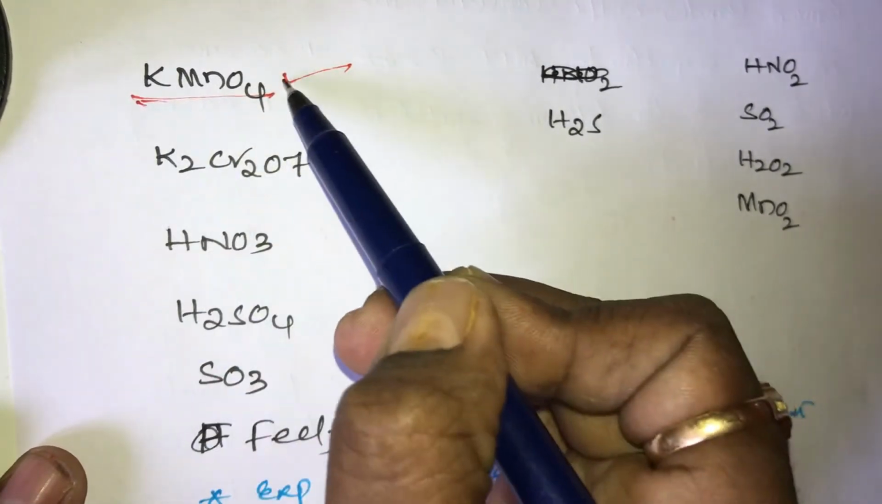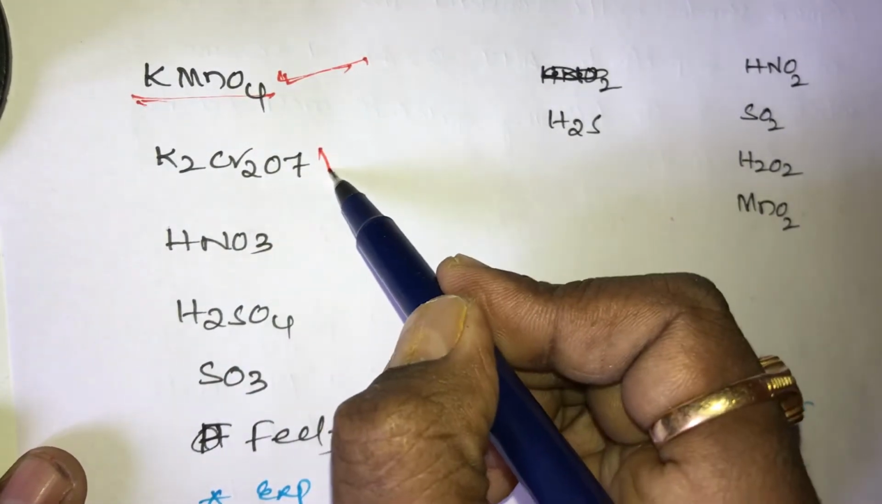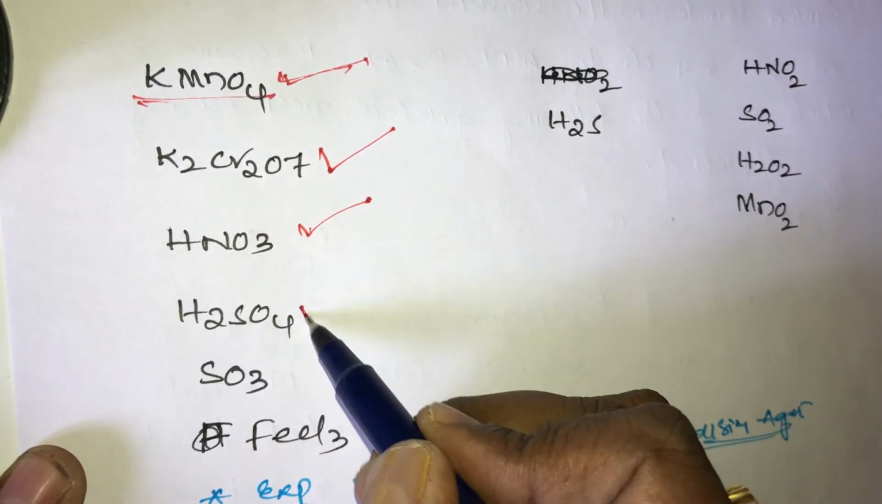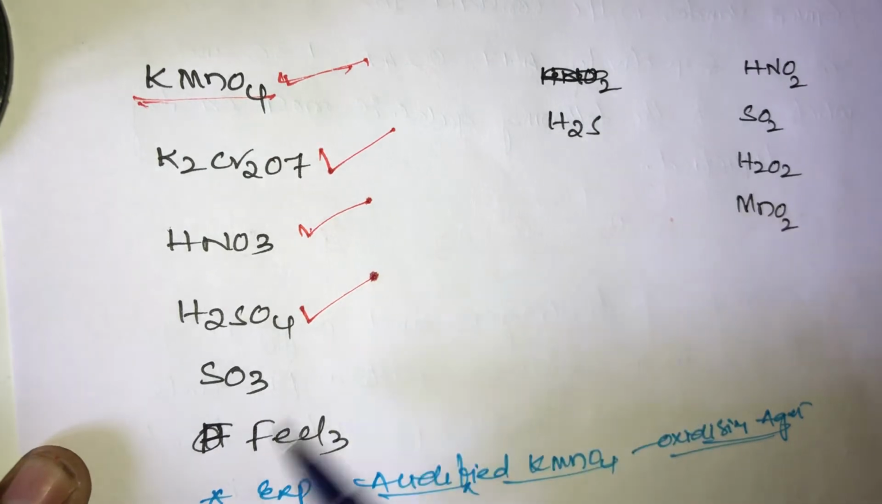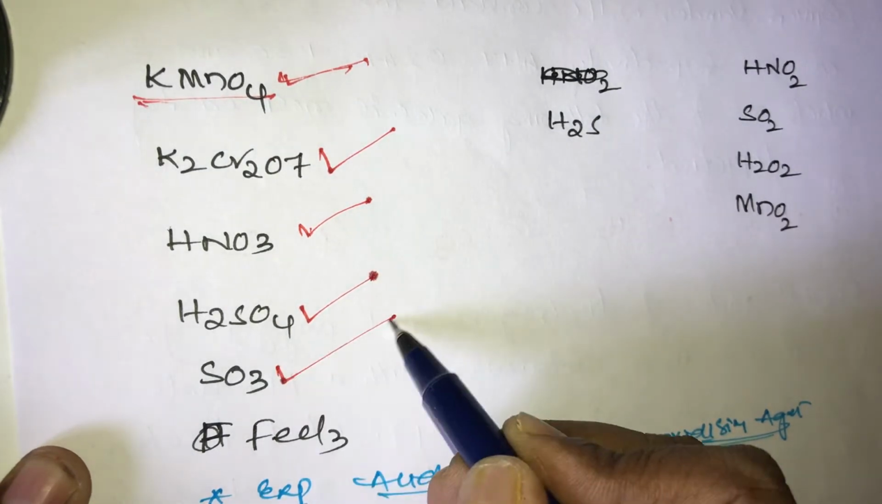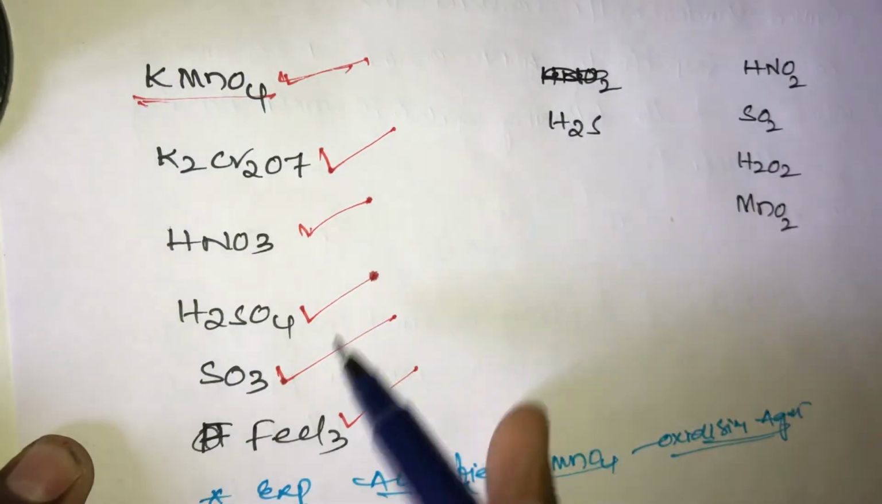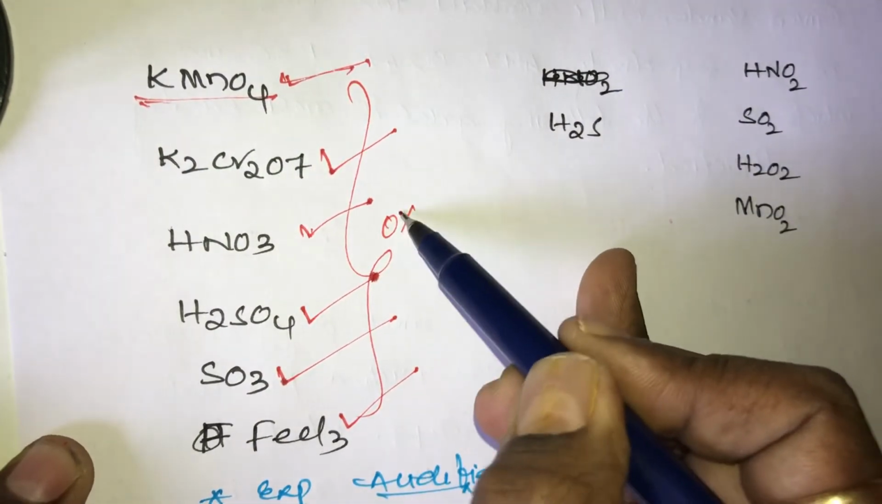KMnO4 acts as an oxidizer, K2Cr2O7 is also an oxidizer, HNO3 is also an oxidizer, and H2SO4, sulfuric acid, is also an oxidizer, and sulfur trioxide is also an oxidizer, and ferric chloride is also an oxidizer. These are the important oxidizers.